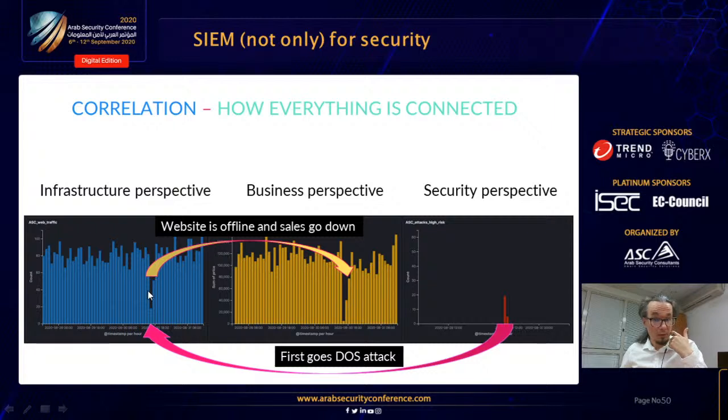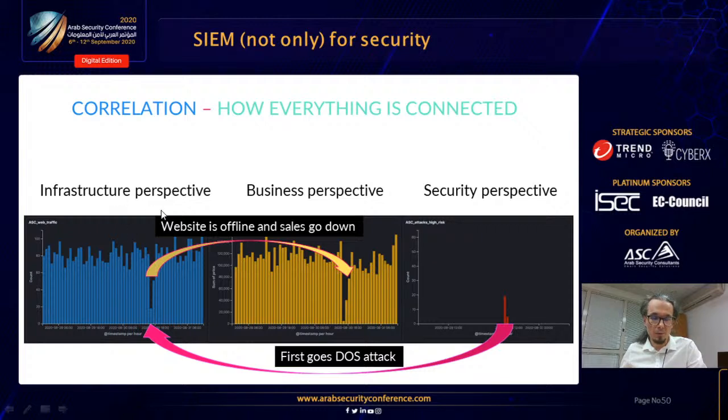With the web traffic going down, we see the effect of business sales going down. So one situation of one simple attack had three different aspects. And without the correlation, we see three different perspectives. We can see the security perspective, which, for example, looks at the attack and wonders, okay, why this attack wasn't blocked, how can we avoid that in the future, and so on.